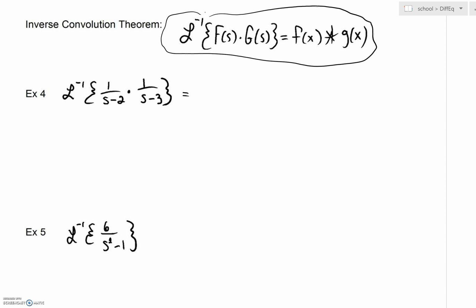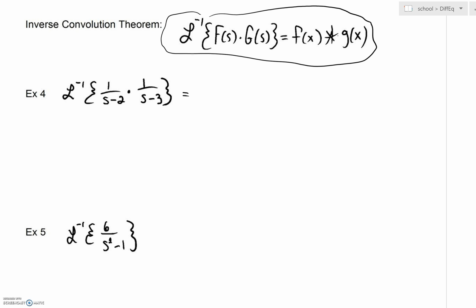If I took the inverse Laplace transform of capital F of s times G of s, that would be the convolution of f of x and g of x, or accordingly f of t and g of t. Here's what we're talking about.